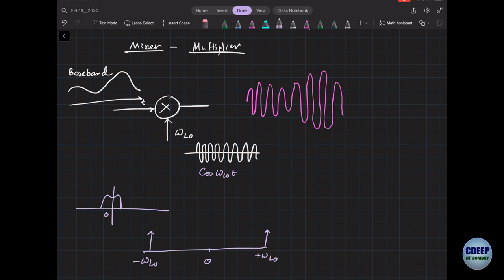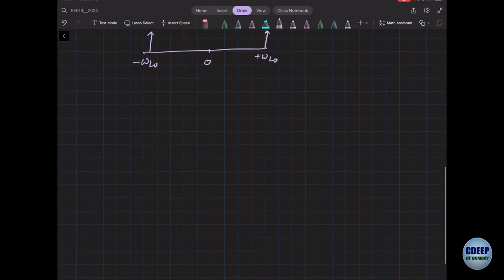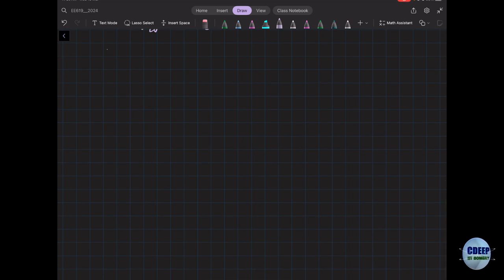Everybody gets it? And when we multiply them in time domain, what do we expect in frequency domain? Convolution, right? So then we would flip omega LO around and then we will scan it from left to right. And what we would end up seeing is this. This is my zero. Something like this. This would be minus omega LO. This is plus omega LO. Okay. All right. So let's go through some specifications for the mixer now. Is this clear? Visually?